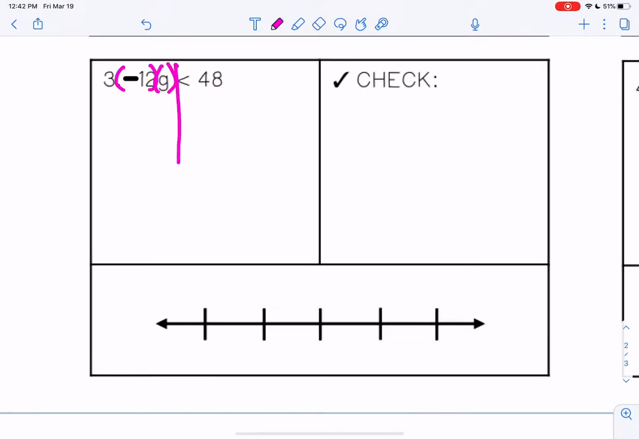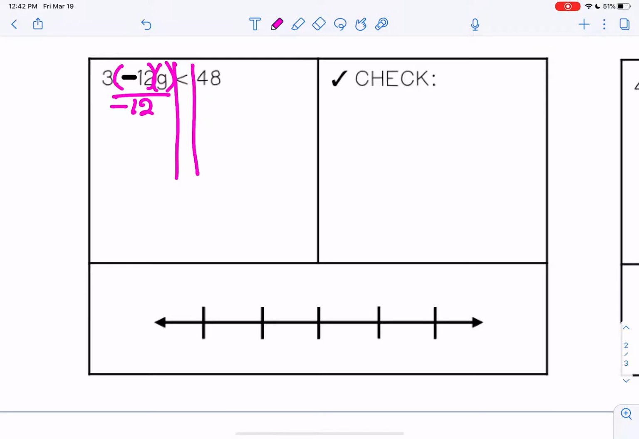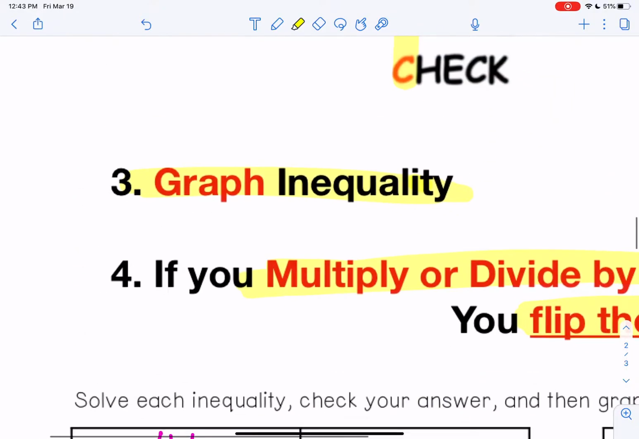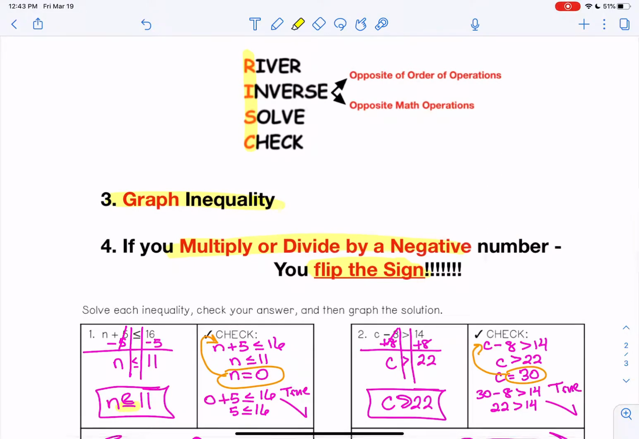All right, step 1, draw the river. Step 2, opposite operation. If we're multiplying here, then the opposite would be dividing. We need to keep it balanced, so I'm going to divide both sides by negative 12. Negative 12 divided by negative 12 is 1. 1 times g is just g, and we get g. Now, here's the deal. We just divided by a negative. And remember, we said that if you divide by a negative, we said it up here. If you multiply or divide by a negative, you flip the sign.